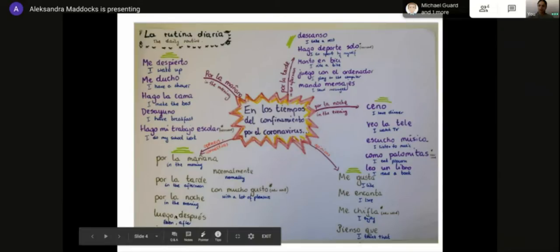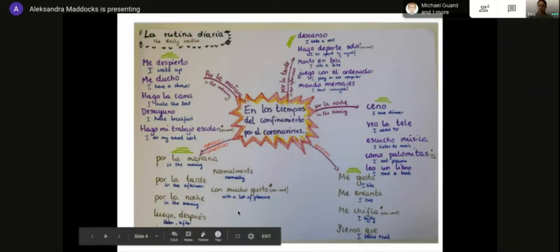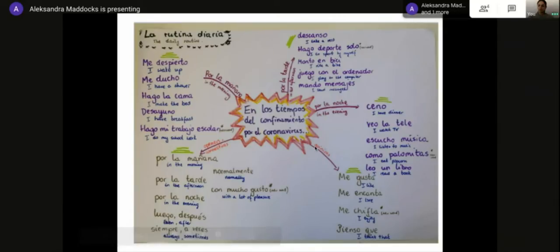My favorite sequencing word, luego. Luego. Like in the word hasta luego, see you later. Luego. And después, after. We have the words siempre, always, and a veces, sometimes. Here we've got the word normalmente, like normally, usually, normalmente.